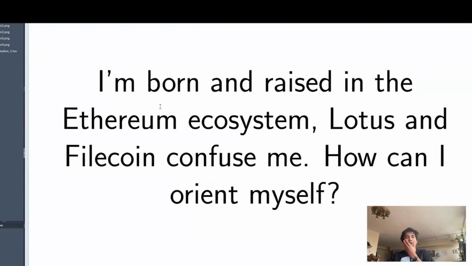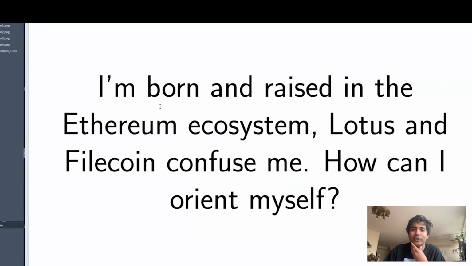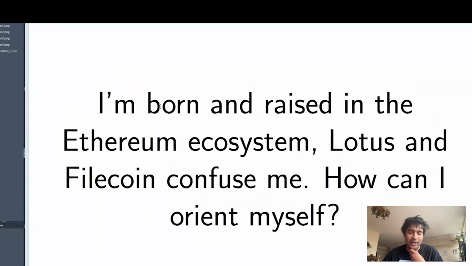If I'm born and raised in the Ethereum ecosystem, Lotus and Filecoin confuse me. How can I orient myself? This is one that I'm imagining people will have, because mostly we're talking to folks who are familiar with Lotus, the opposite side of this. But one of the things that the entire FEVM effort centered itself around was building as much compatibility as possible with the popular Ethereum APIs and tools. And this now lives in Lotus today, which is great.